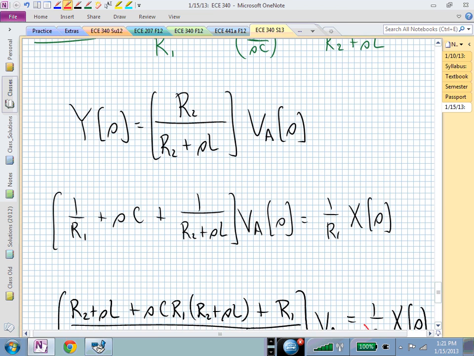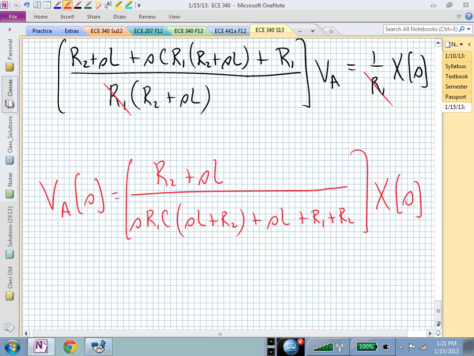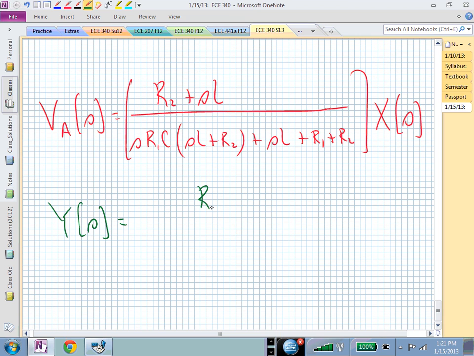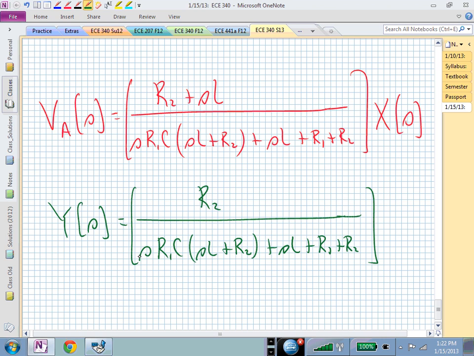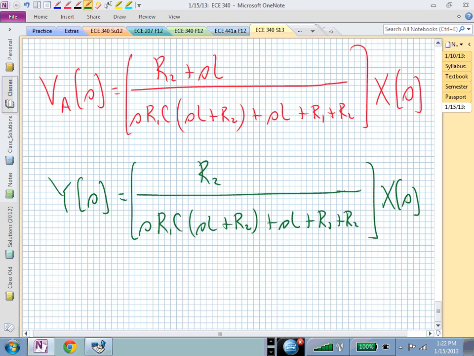With that R sub 2 still there, I haven't yet made it 1. So I have R sub 2 divided by essentially this expression, meaning Y of S is now equal to R sub 2 over S R1C SL plus R sub 2 plus SL plus R1 plus R sub 2 times X of S. And if I replace my R's, L's, and C's with 1s, I better come up with the same answer, because this is the same transfer function. This is the same system.